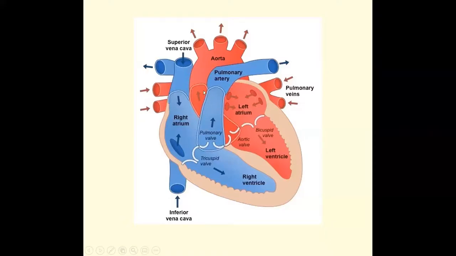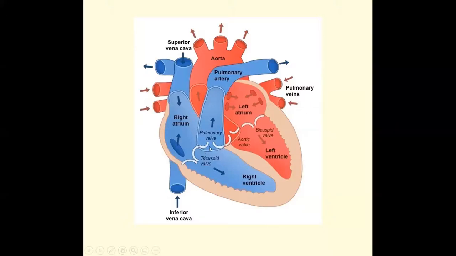And that is blood being pushed out of the heart, round the body, and it supplies all the body tissues with the oxygen and eventually glucose and other things from our digestive system as well. So that's the heart structure. You need to know the names of the chambers, the right and left atrium, the right and left ventricle.